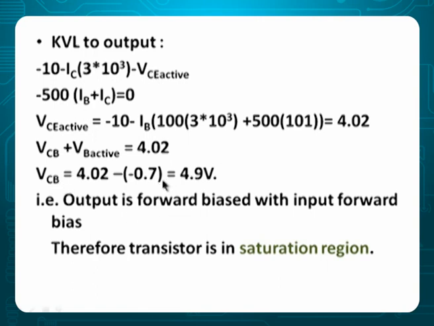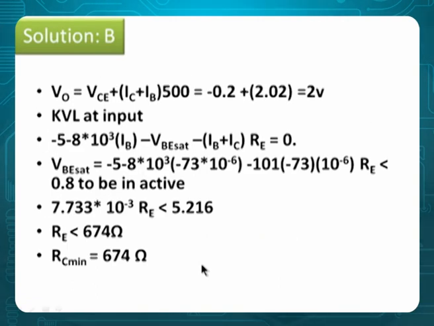Finally, if VCB is positive, the collector-base junction is forward biased. Output is forward and input was already forward. Therefore, the transistor is in saturation region. Then the next problem is to calculate V0. And V0, if you apply output KVL, you can calculate as 2 volts.